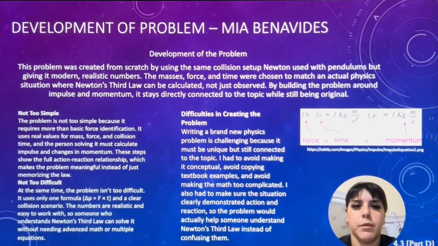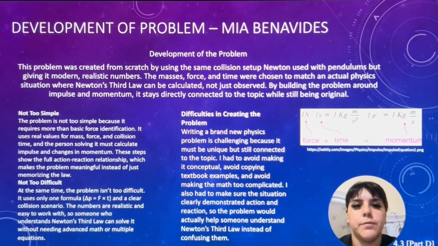Development of the problem. This problem was built from scratch using the same collision idea Newton used with pendulums, but with modern numbers. The masses, force, and time were chosen to make it a realistic physics situation where Newton's third law can actually be calculated, not just described.